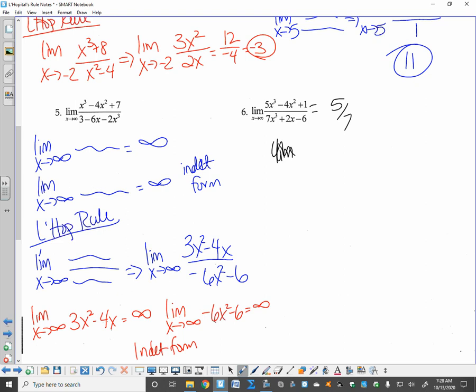So can you guys see on number 5 and number 6, the powers on the top and the bottom are the same, and they're cubed. That kind of tells you how far you're going to have to go when you're headed to infinity. It tells you how many rounds of L'Hopital's rule you're going to have to go. So you can decide if you want to go horizontal asymptote, just be very careful with your explanation, or if you want to go L'Hopital.